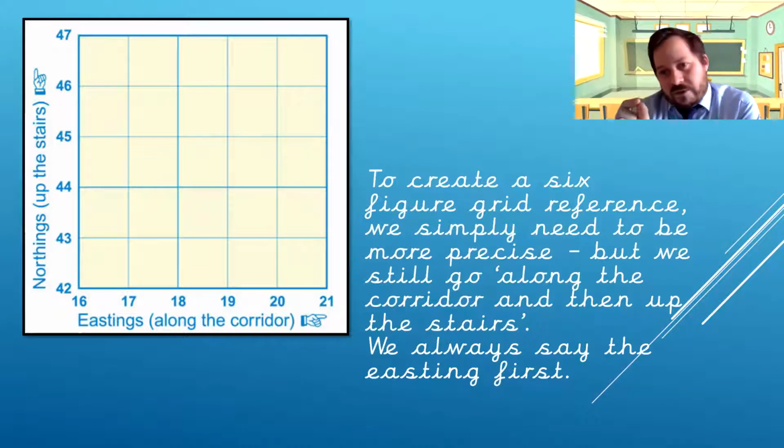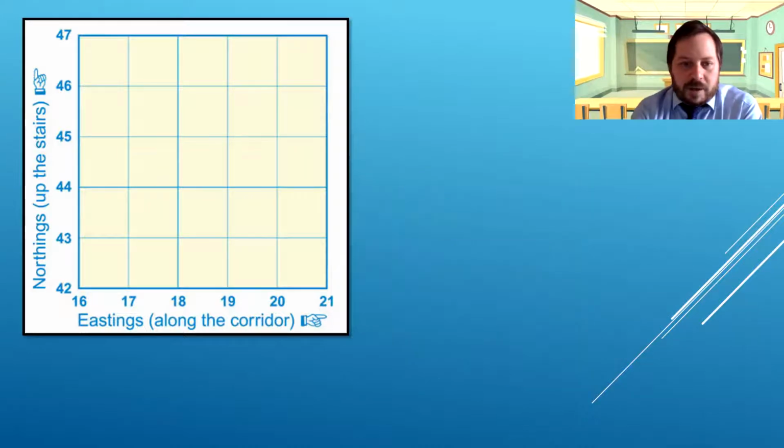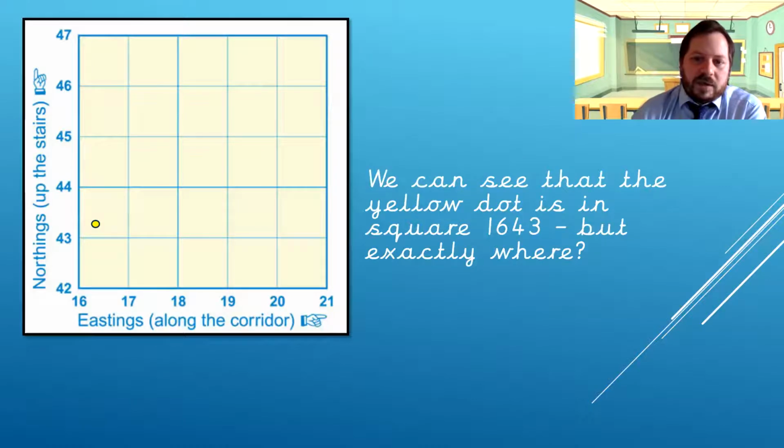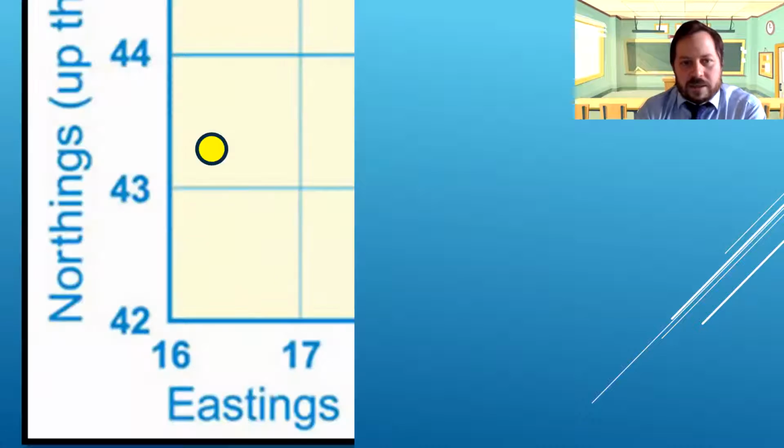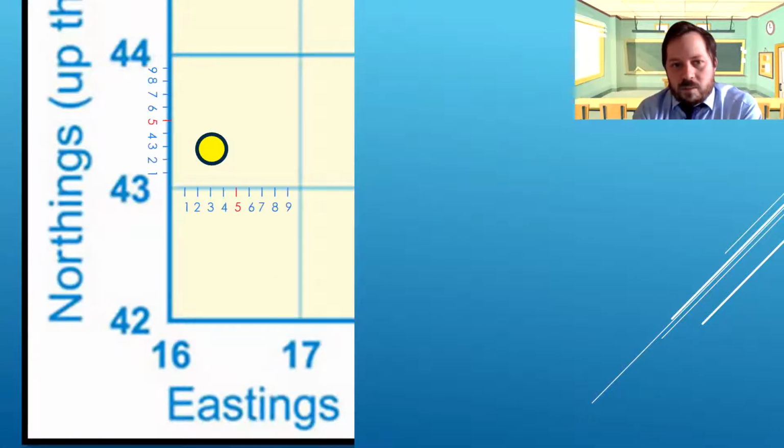Now, what a six-figure grid reference allows you to be is more precise as to where in that box you're looking. So what you need to think about is, for example, if I was looking in this box here, the square that the box is in is 1643. But where in 1643 is it? Well, how we work it is if we zoom in a little bit, we split it up into 10, basically, with 0 being this point here and 10 being the end going into the next square.